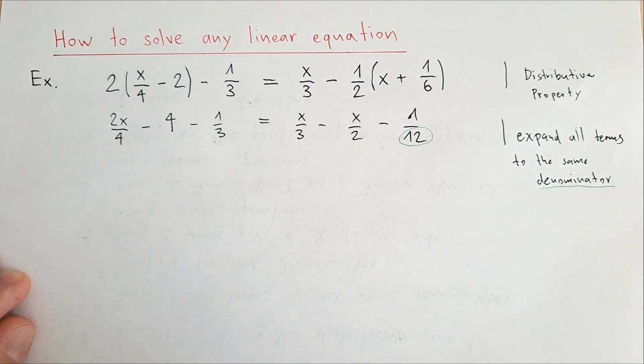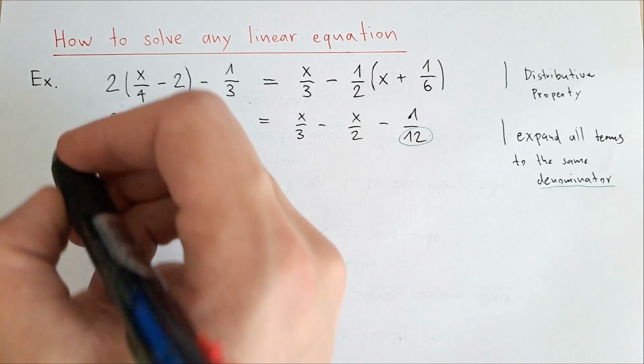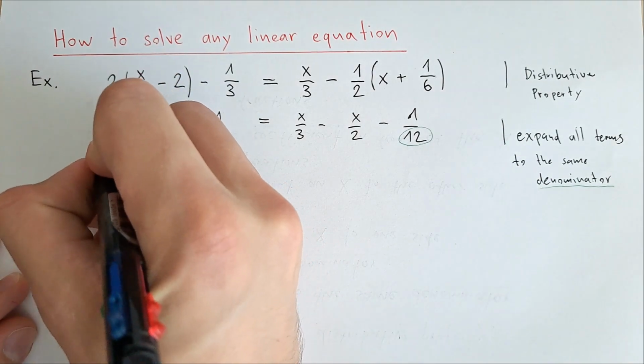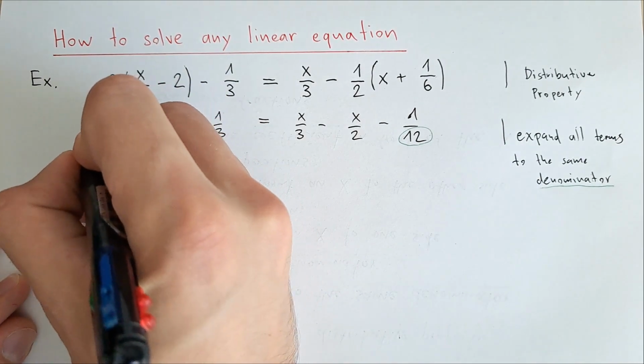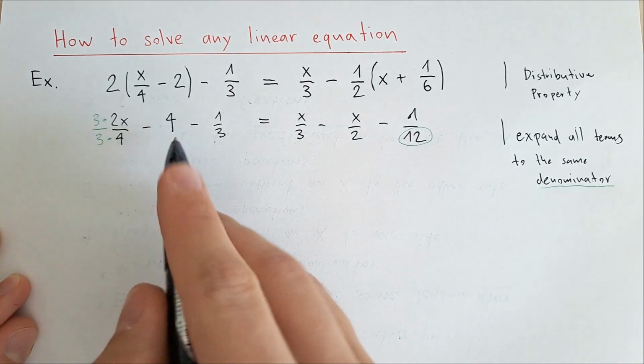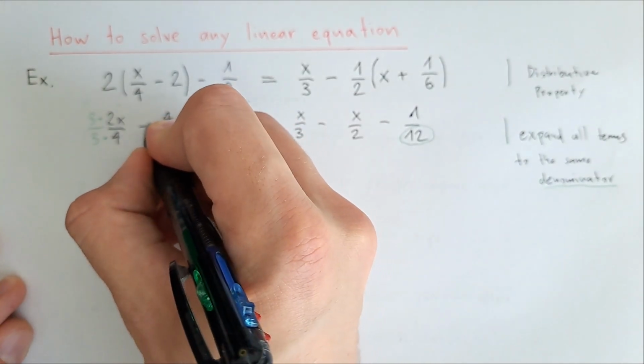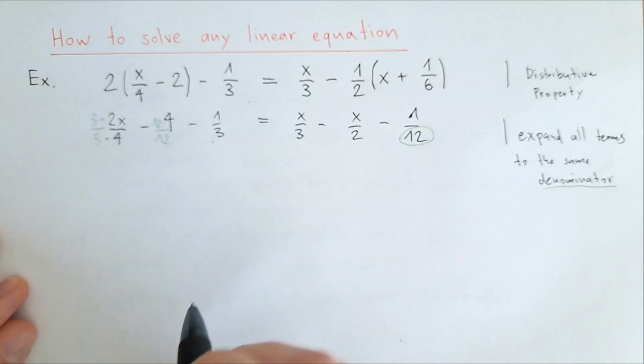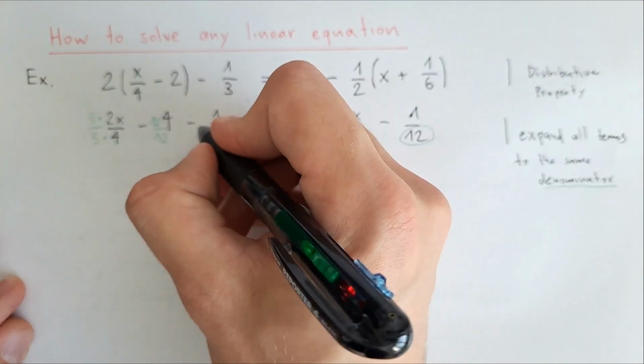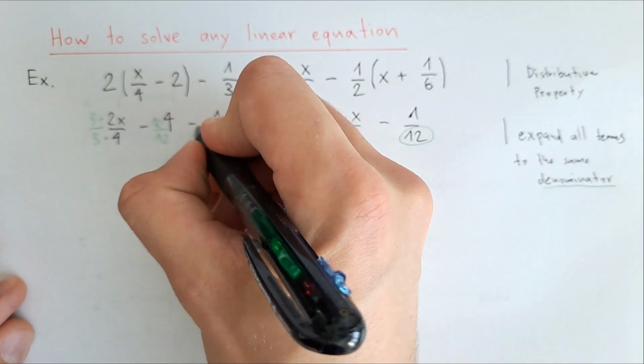4 times 3 is 12. So we multiply the numerator by 3 and the denominator by 3. 1 multiplied by 12 is 12. So we multiply the denominator by 12 and the numerator by 12 as well. Multiplying 3 with 4 is again 12. So we do that as well in the numerator.